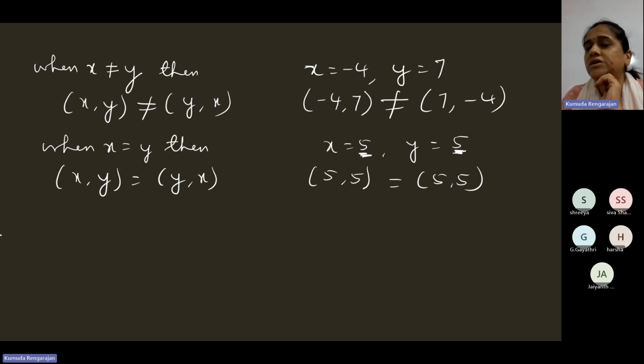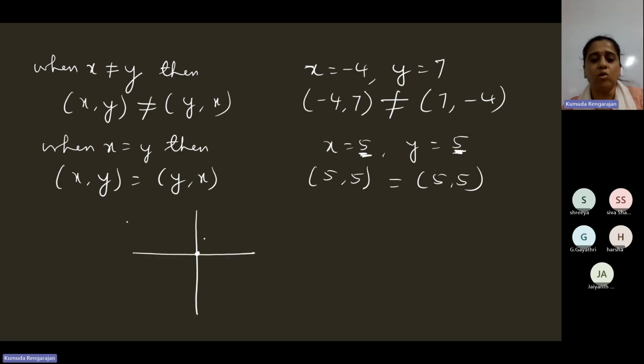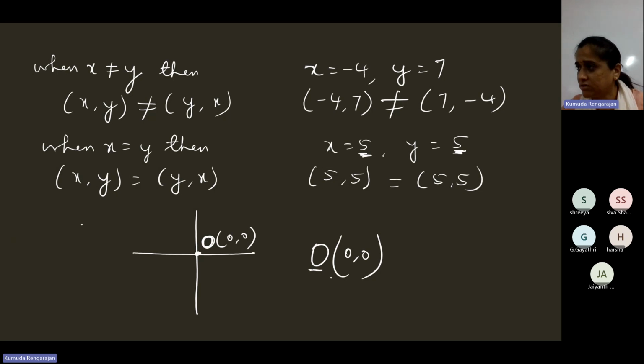Origin. (0, 0) is the address of the origin, and origin is a point, right? It's represented by the letter O. How do you represent a point using capital letters? A point is denoted using a capital letter. Sixth standard mathematics. So this point where the x-axis and the y-axis meet is denoted by the capital letter O, and the address is (0, 0). O is the point, which is the origin, the place where the x-axis and y-axis meet. And the address of the point O is (0, 0).